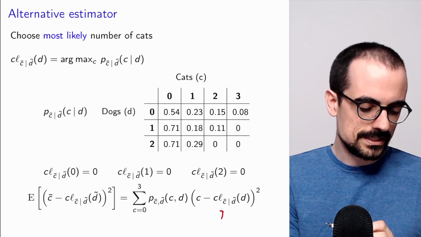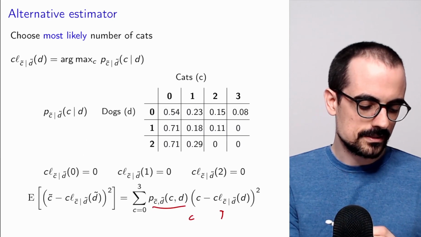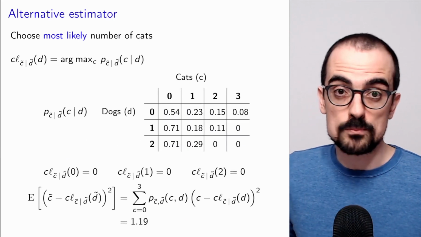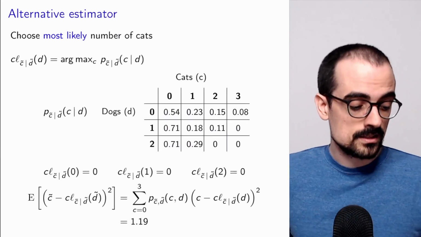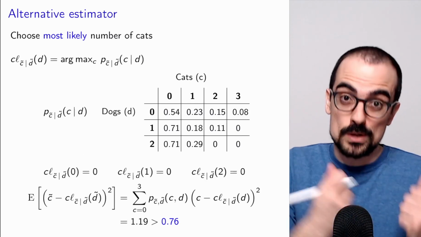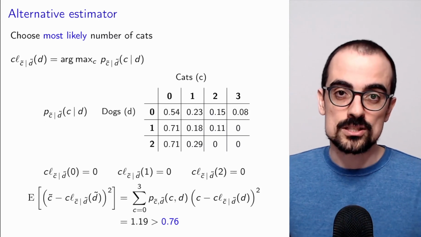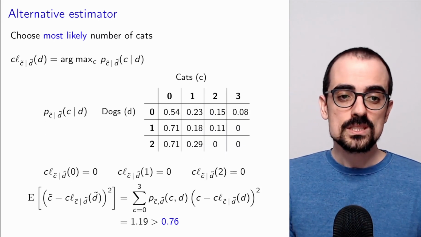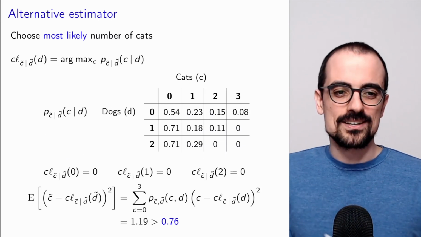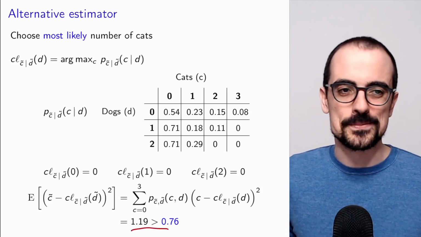Okay, so this is what this is going to look like. Notice that this guy is always 0, so essentially this is going to be the probability of C and D times C squared summed over all of the possible values. It turns out that that is equal to 1.19, which is indeed higher than the minimum mean squared error estimator, which is the conditional mean. And that's not surprising because we've proved that this always has to happen. Like we cannot find an estimator that has smaller mean squared error, because we proved that that is impossible. But it's, again, good to see that it works out for this particular example.